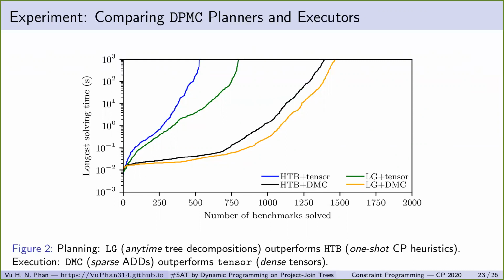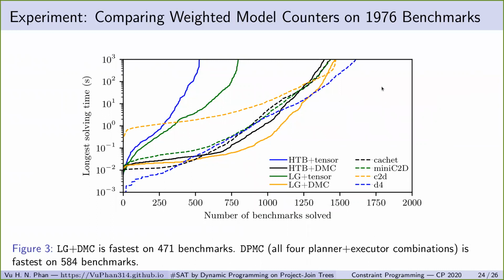Now we add 4 more lines to this cactus plot, which correspond to 4 existing model counters. We can see that the existing model counters are comparable in performance to the best 2 combinations of the framework DPMC, which use ADDs as the executor. In fact, DPMC as a framework, including all 4 combinations of planners and executors, is fastest on about a quarter of the benchmarks.